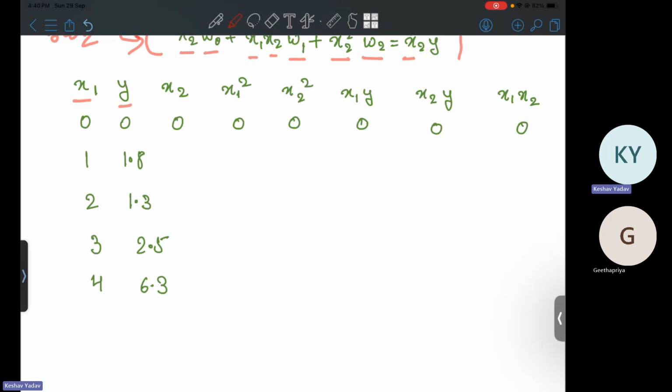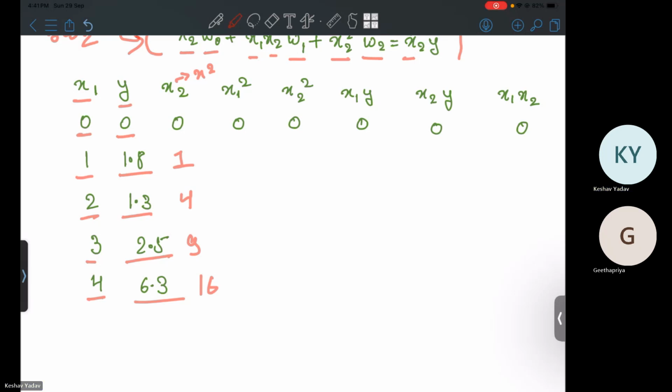Okay. So here we have x and the y value has been given. At 0, it is 1.8. At 2, it is 1.3. At 3, it is 2.5. At 4, it is 6.3. So we need to find x2, which will be equal to x square. So this will be equal to 1, this will be equal to 4, this will be equal to 9, this will be equal to 16.